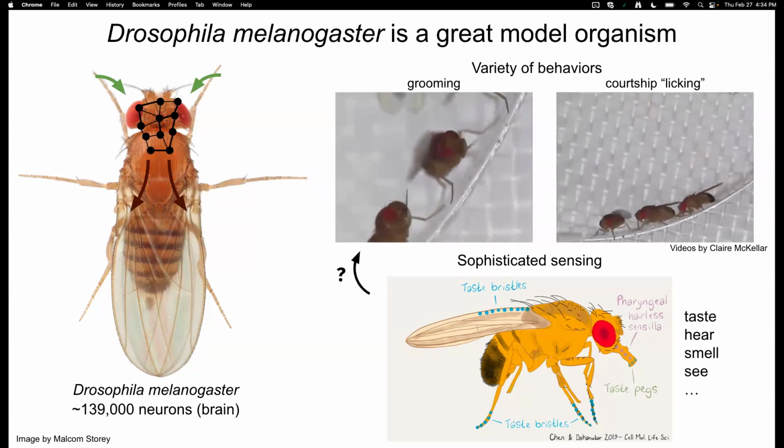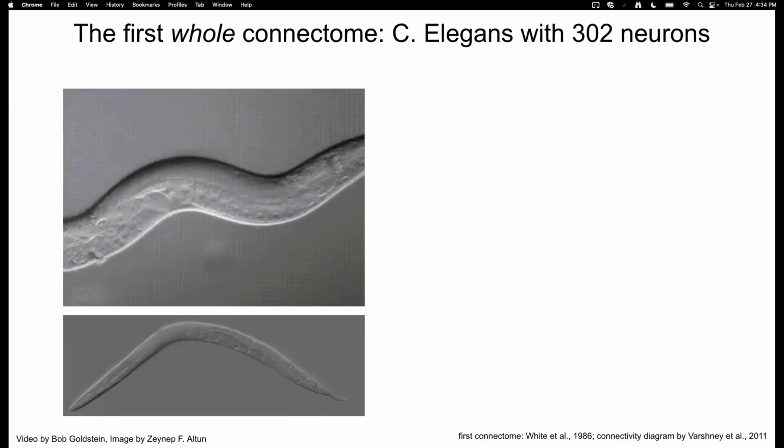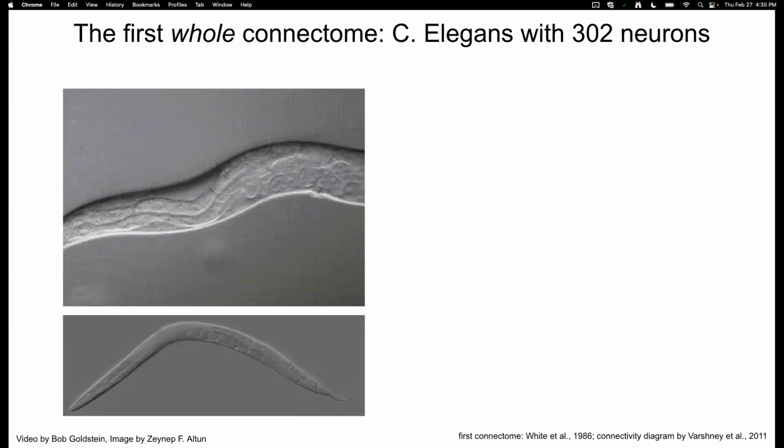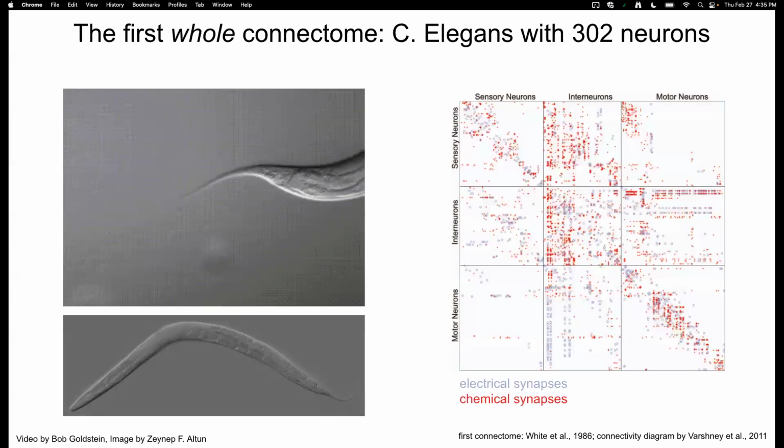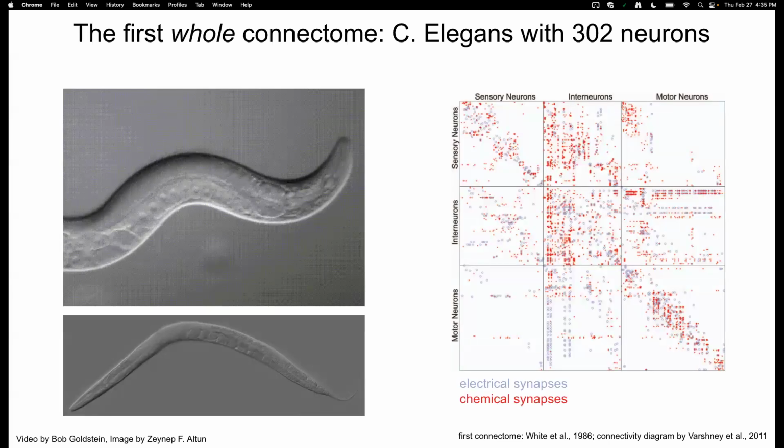And Drosophila was not the first animal that has its brain mapped. The first one was actually C. elegans. You might have heard of it. It has 302 neurons. This brain was mapped back in the 80s. And this is what the connectome of it looks like.